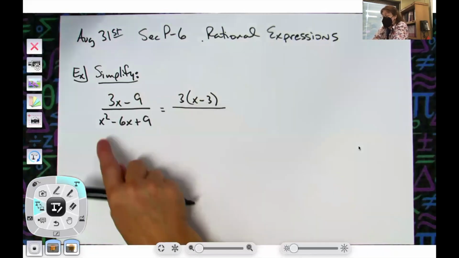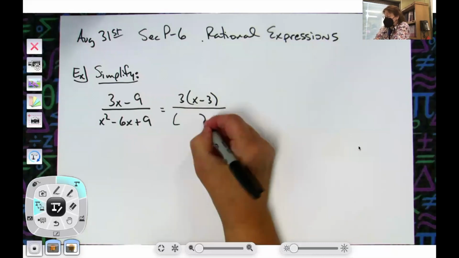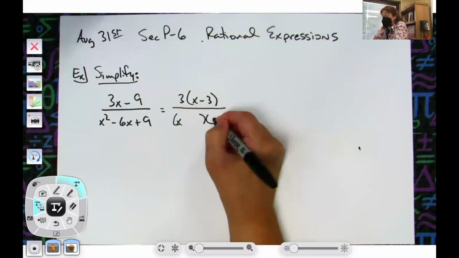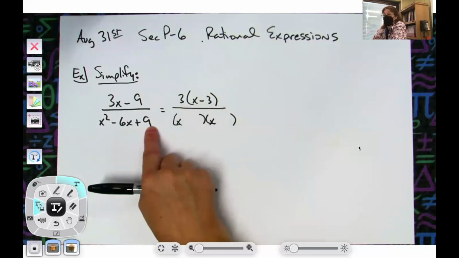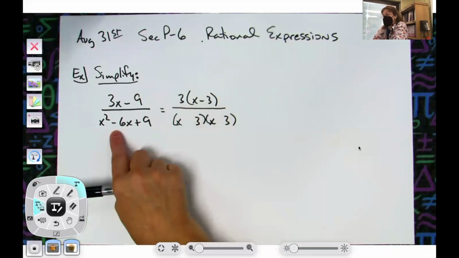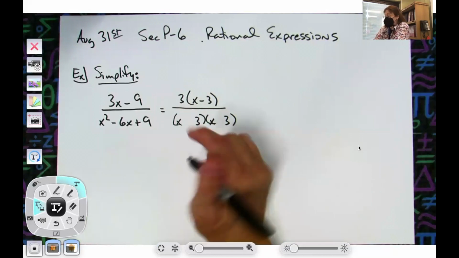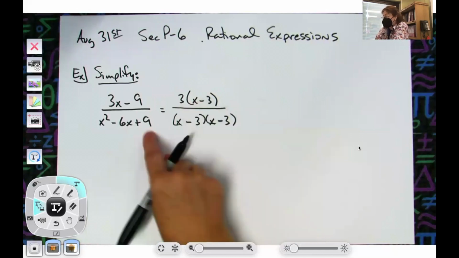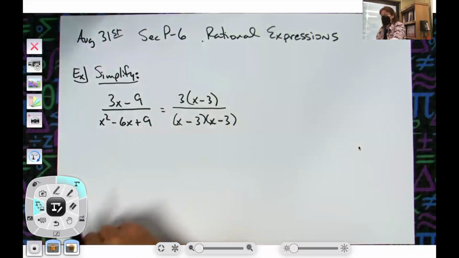This trinomial has a leading coefficient of 1, so we're going to do just a regular old guess and check. We know that the first one's going to be x. Factors of 9: I've got to get a 6, so I can't use 9 and 1, so I'm going to have to use a 3 and a 3. And I need a negative 6 here, but a positive 9. So negative, negative. Negative 3 times negative 3 gives me the positive 9, and negative 3x, negative 3x gives me the negative 6, which is what we want to happen.